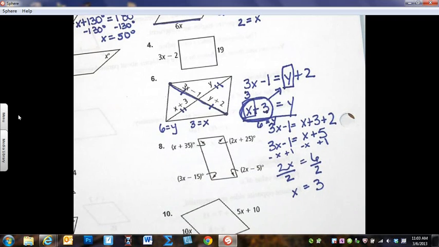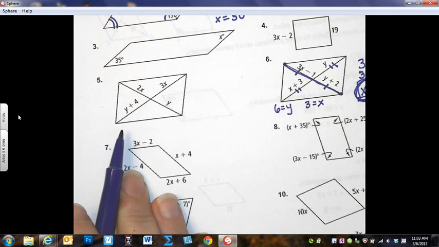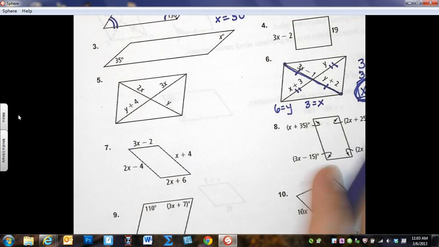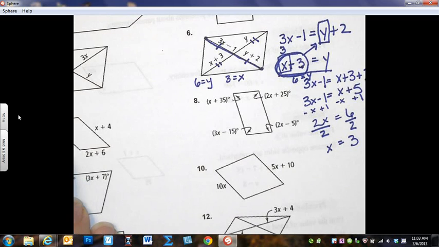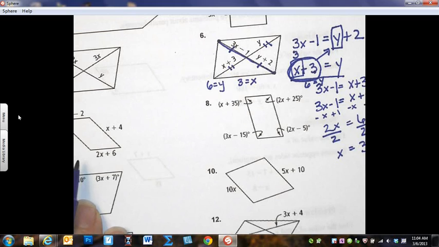You have a similar problem over here in number 5. Please really think about what we did and try and do number 5 on your own. Look at number 7 here. Number 7 is very similar to number 2 that we did, so I don't really feel the need to do it again, but I'm going to come over here and look at number 8.